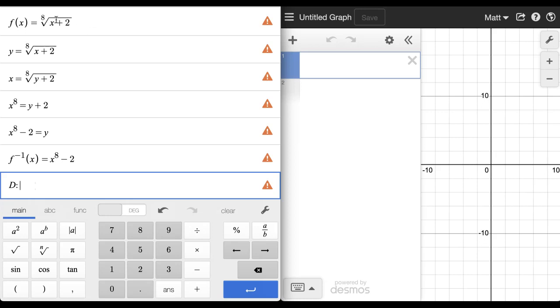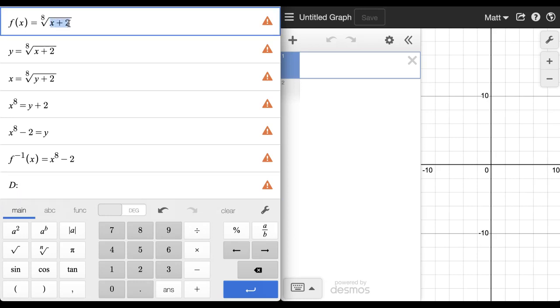Okay, so we do have a restriction here. You have a root, right? We can't take an even root. We cannot take the even root of a negative number. So your domain gets restricted, but whatever is evaluated with your 8th root has to be a 0 or a positive number, right?